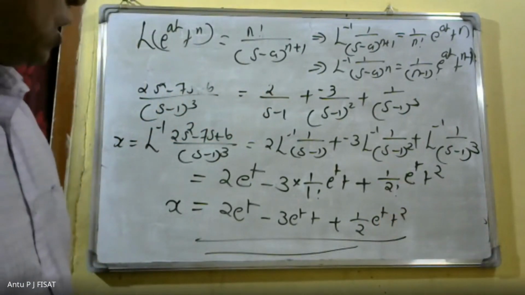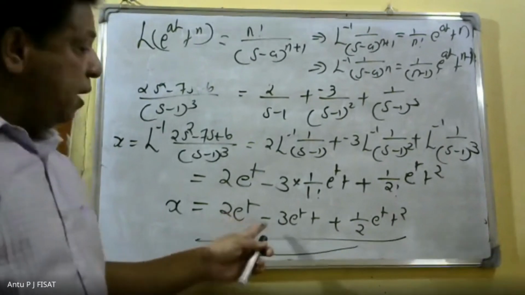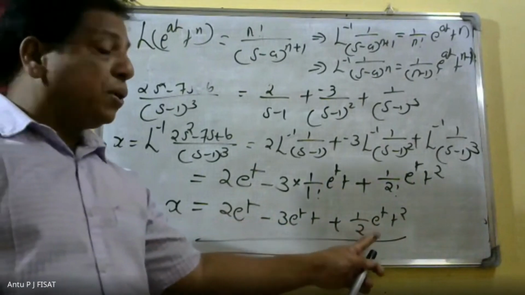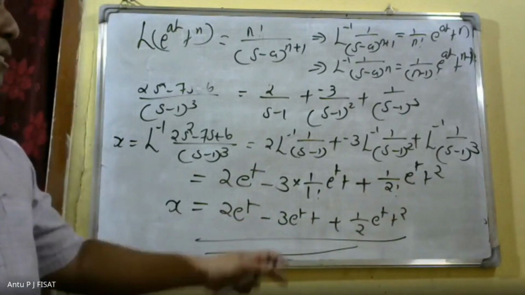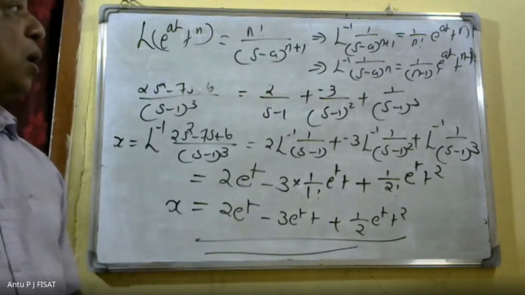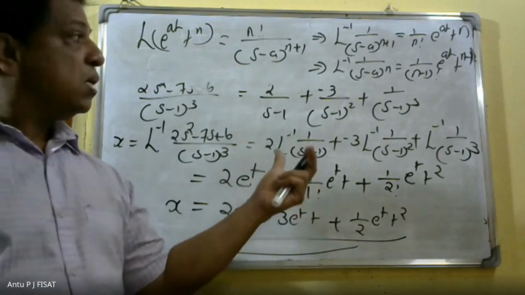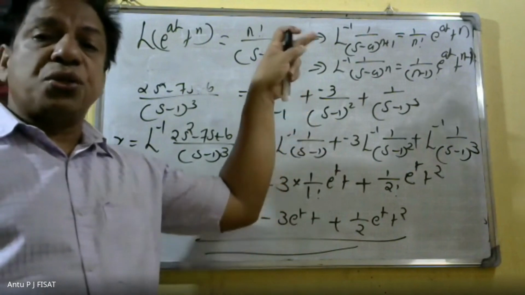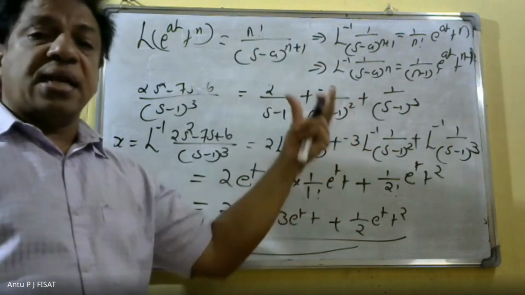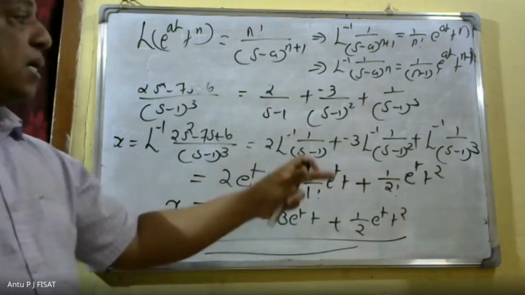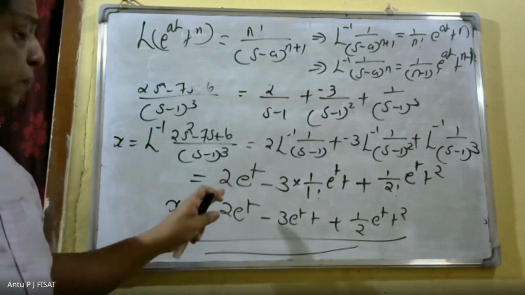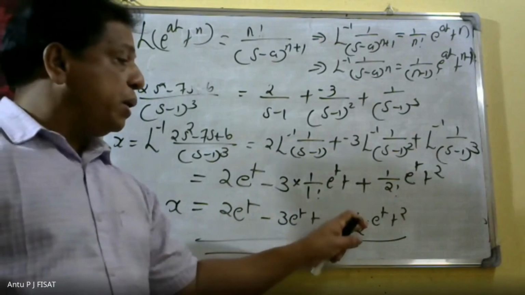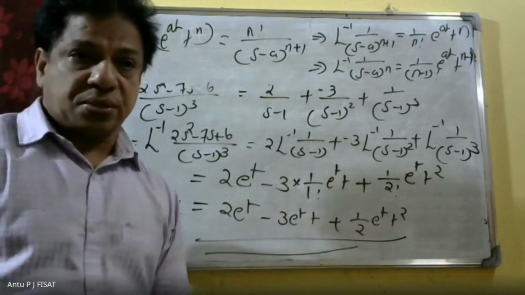The value of x is equal to 2 into e raised to t minus 3 into e raised to t into t plus 1 by 2 into e raised to t into t square. This is the procedure for finding the value of x. Here, right hand side is not equal to 0. Right hand side is equal to e raised to t. We should consider the right hand side function also. The final result will be x is equal to 2 into e raised to t minus 3 into e raised to t into t plus 1 by 2 into e raised to t into t square. Okay.